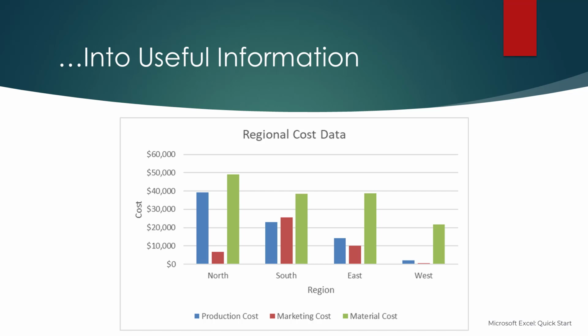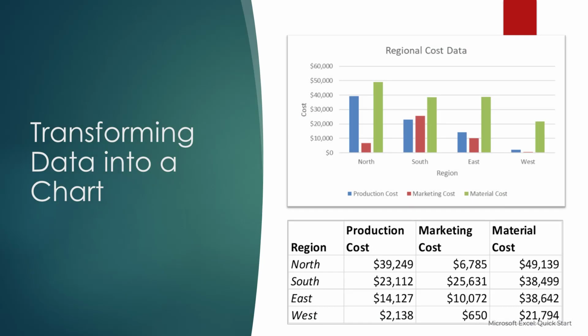From this chart, we can see that the North region has the highest material cost, the West region has the lowest, and while the North region has the highest material and production costs, it has a very low marketing cost. There are many other things you can infer from this chart, and what you highlight in it depends upon what you need the audience of the chart to learn or understand. So how do charts work?